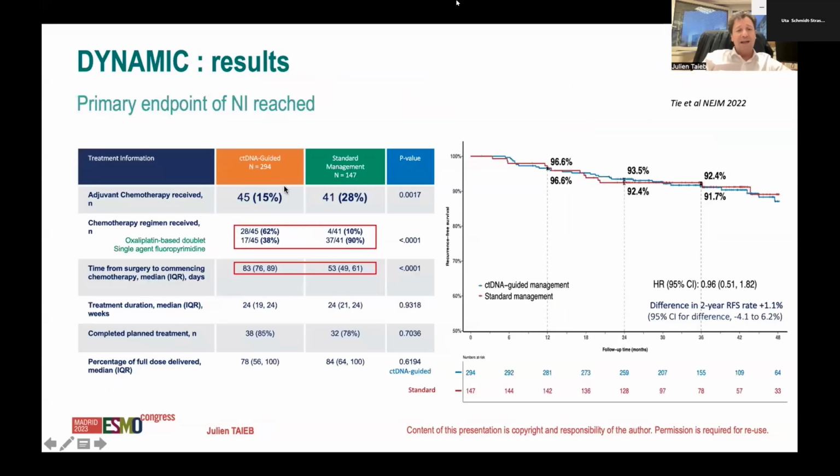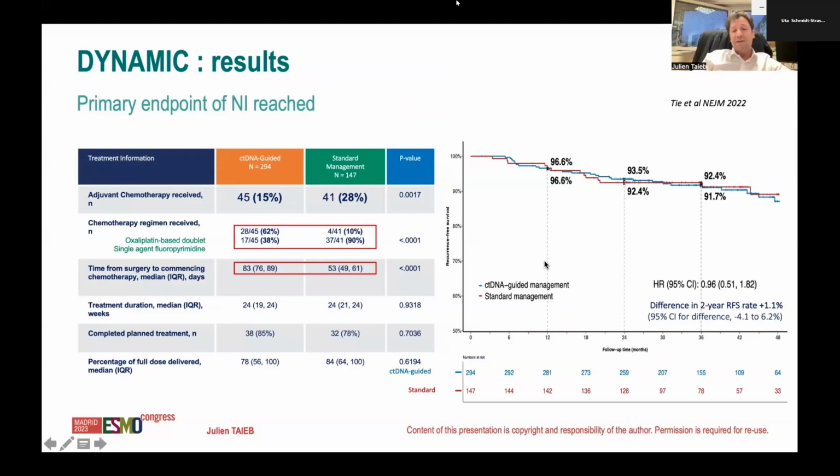As you can see here on the table, when you do ctDNA, 15% of the patients were treated with adjuvant chemotherapy because they were positive, as compared to 28% when you don't do ctDNA, using multidisciplinary staff standard management. You can also see that in the ctDNA-guided arm, 62% of the patients received a doublet chemotherapy with a fluoropyrimidine and oxaliplatin, as compared to only 10% in the standard management. So the intensity of chemotherapy was also significantly increased, even if 2 times fewer patients were treated with adjuvant chemotherapy. And there is a delay of 4 more weeks to start the treatment when you do this tumor-informed test used in the trial, because you need time to get the results.